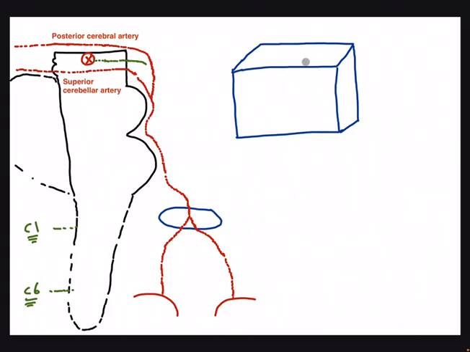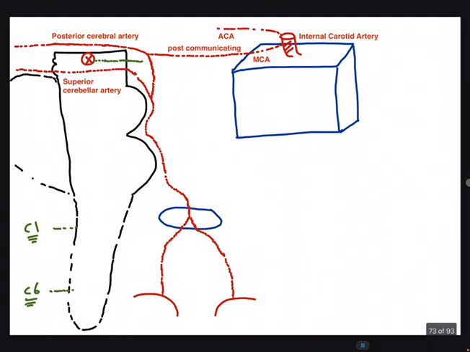So this is the right cavernous sinus. Inside the cavity of the cavernous sinus, we have an artery which emerges from the cavity of the cavernous sinus. This artery is called the internal carotid artery. The internal carotid artery gives us two branches: the anterior cerebral artery, the ACA, and the middle cerebral artery, the MCA. Actually, there is a connection between the middle cerebral artery and the posterior cerebral artery. This connection is called the posterior communicating artery.